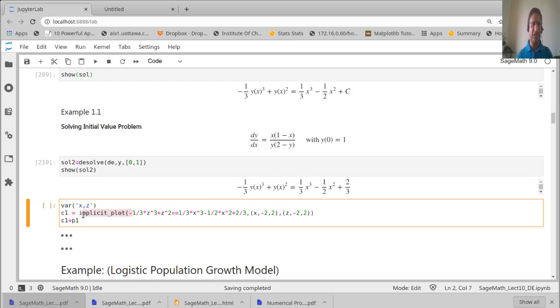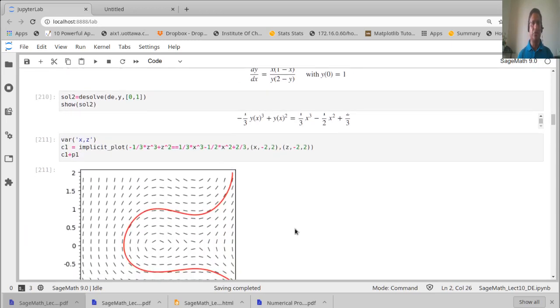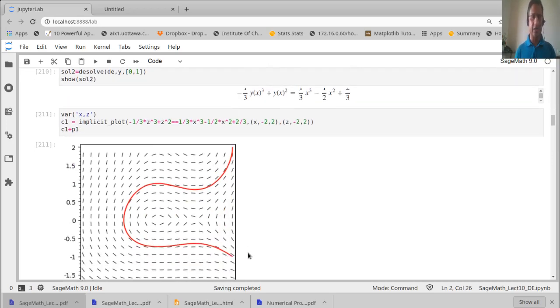So this solution is implicitly defined, so we will plot this implicitly defined function of this solution curve, and let us plot it along with p1, which is the vector field. So now you can see here that's the solution curve. Okay, that's the solution curve.